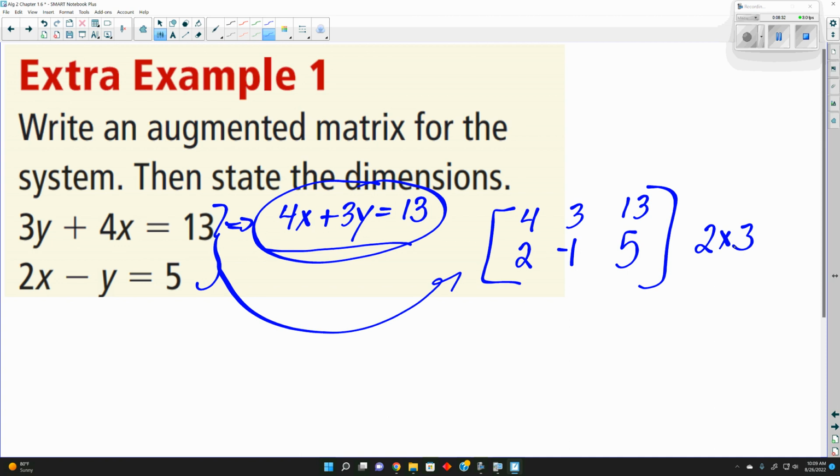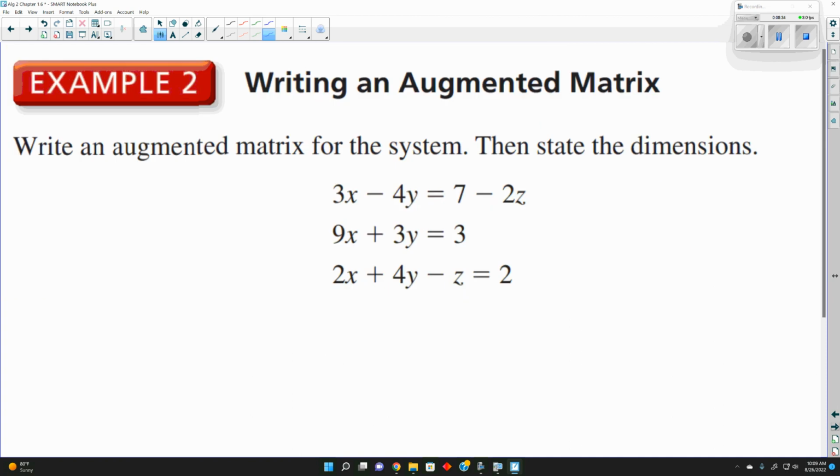You ready for the next one? We have 3 variables now. Are all of these in the correct form? Because we have 3 variables, so we need the form of x first, then y, and then z. No, they're not. So we need to rewrite this first one, yes?